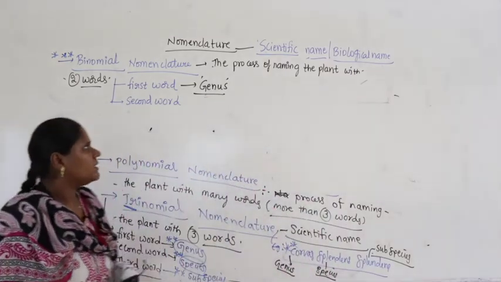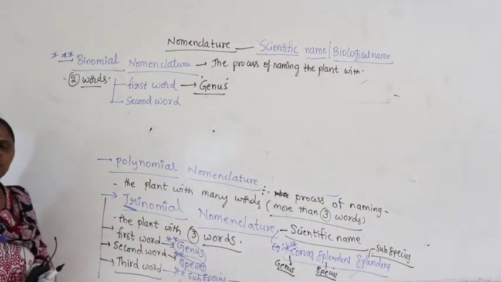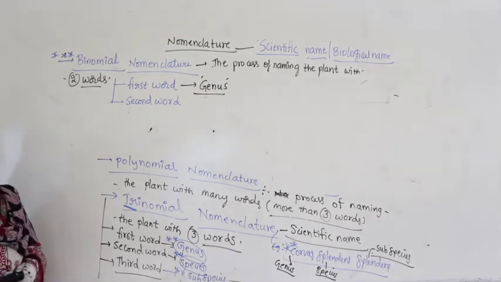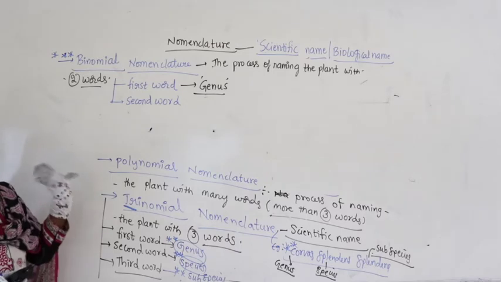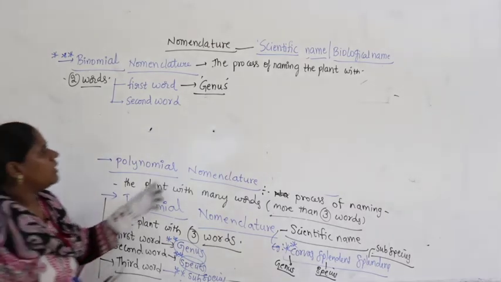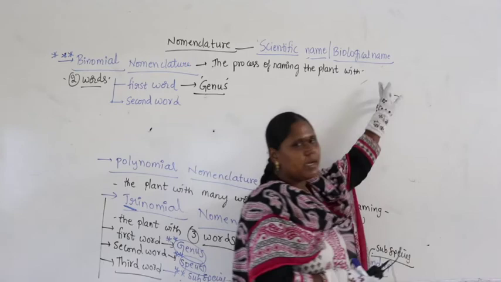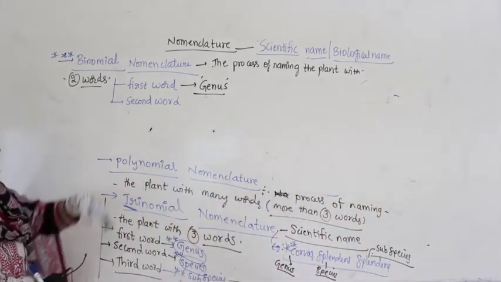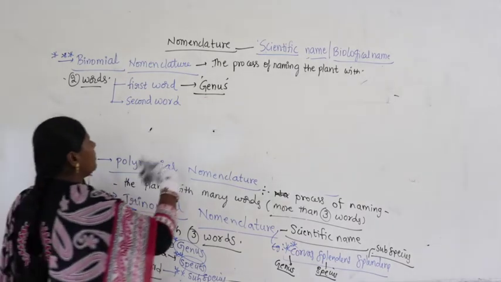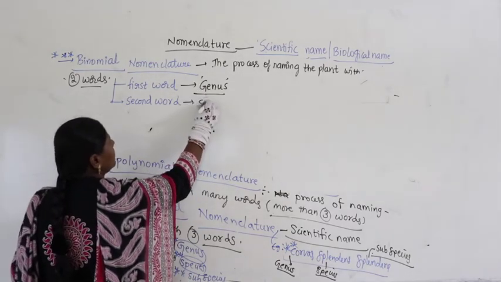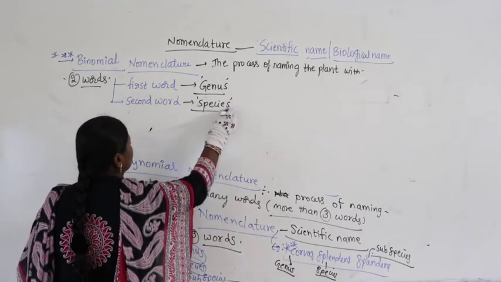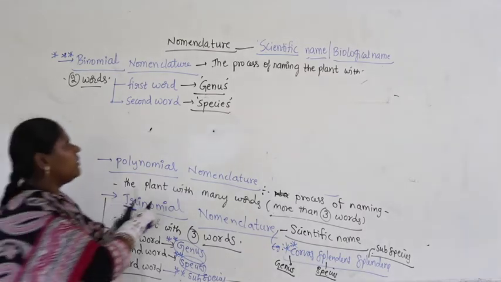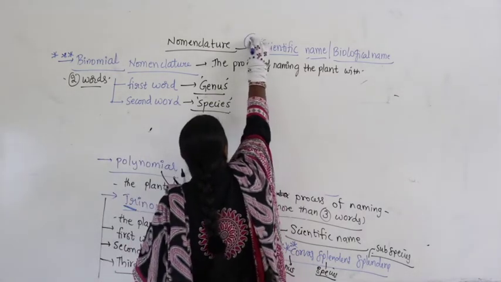Okay, universally accepted name. Every plant will have only one scientific name. Wherever you go in the rest of the world, if you call it with that name, people will identify it. That universally accepted scientific name itself is called a biological name, right. Here in this scientific name we find 2 words. The first word is called genus and the second word is called species, right.